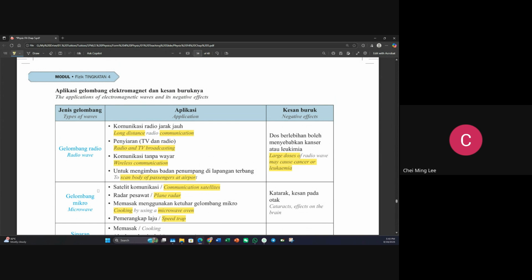Okay, if too much dose of this, it will cause cataracts and some effect on the brain, meaning that your brain will go haywire and become a mental problem. Okay, now? All right, do this now.